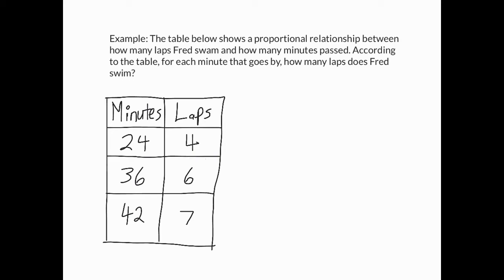So if I were to take these numbers and just reduce them, just like reducing a fraction, find the greatest common factor and just divide both of these to get a reduced ratio, I would find that the ratio between these numbers is the same as the ratio between these numbers and these numbers. Okay, going back to the problem, according to the table, for each minute that goes by, how many laps does Fred swim?